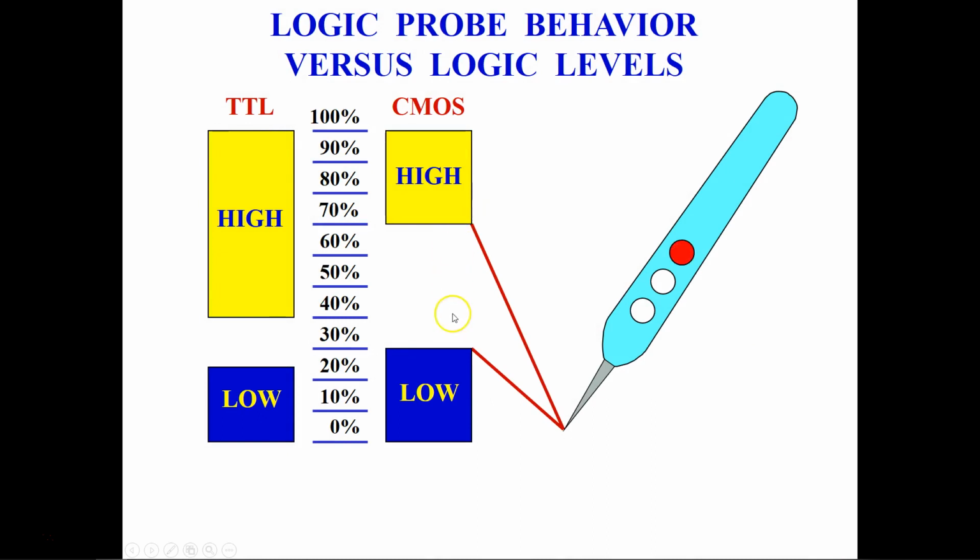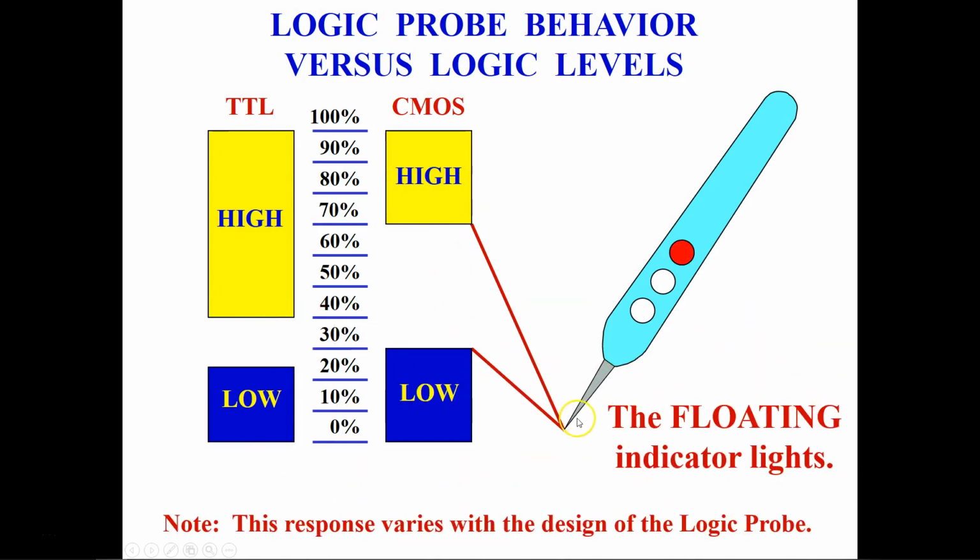And when both of the regions are connected to the test point, then this type of situation is called floating. This is called the floating indication light, which means the output is undefined. It is between high and low. So if that happens, then this third light will turn on.